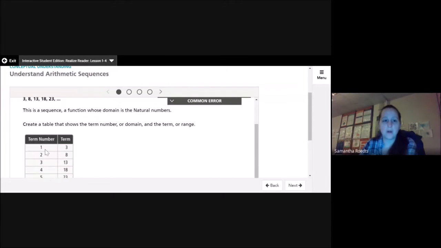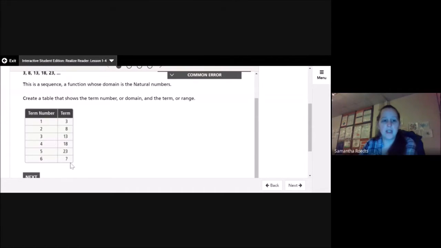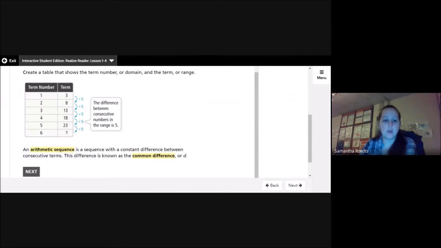So the first term is 3. It's number 1. The second term number is 2. It's 8. 3, 13, 4, 18, 5, 23, 6 is a question mark because we don't know. The difference between consecutive numbers in the range is 5. So I go from 3 to 8, I add 5. 8 to 13, I add 5.